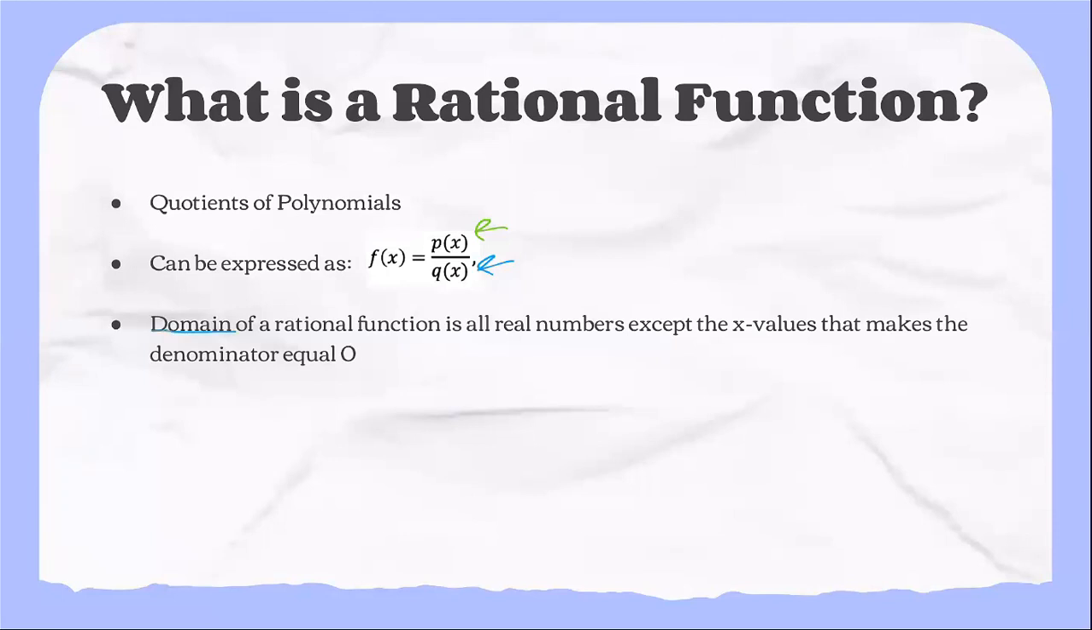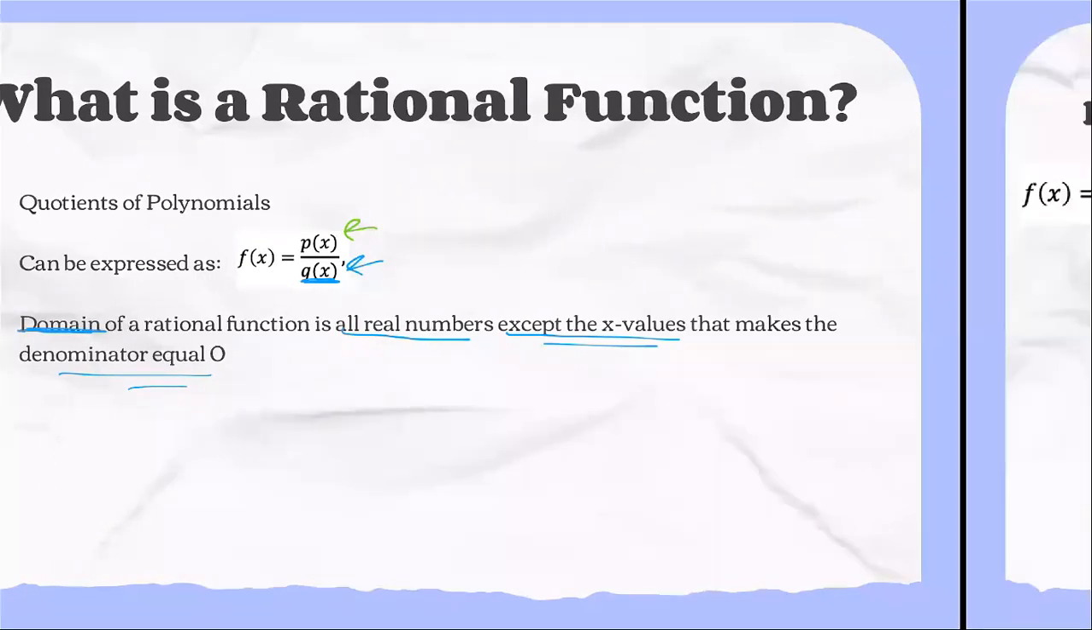A big thing here is that the domain of the rational function is going to be all real numbers, except for the x values that make the denominator equal 0. So remember, anytime you have a fraction, you have to look at that denominator and find out what values will make it 0, because we cannot have 0 on the bottom. That makes it undefined. So we have to take those out of the equation, so out of the domain.